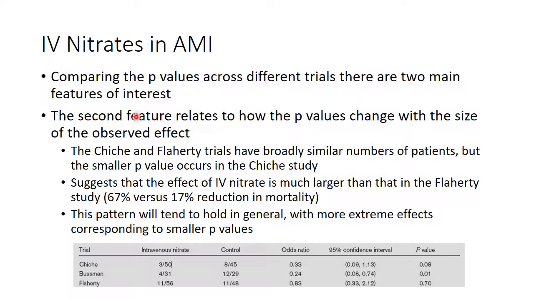What we can also see is that the p-value is going to change with the size of the observed effect. So if we were looking at the Cheech and Flaherty trials, they have broadly similar numbers of patients, but you're going to see that the smaller p-value occurs in the Cheech trial. So we're looking at Cheech versus Flaherty. You can see here that the sample sizes are roughly the same, but you're going to see here the odds ratio is much, much lower than what you saw here with the Flaherty trial, right?